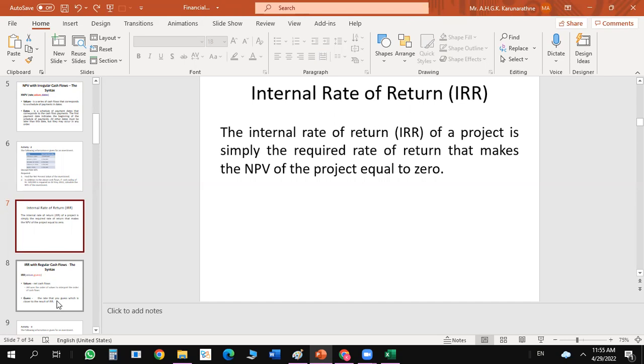So that return is represented by that particular project's IRR. Project IRR means its return to your business. Let's say a particular project's IRR is 20%. You compute the IRR for the project and you find it to be 20%.